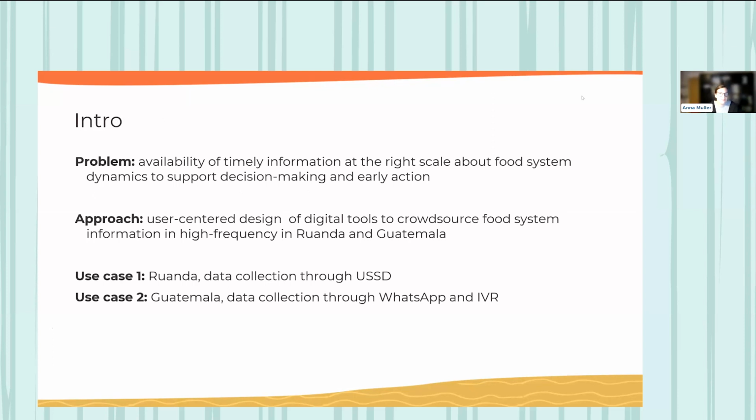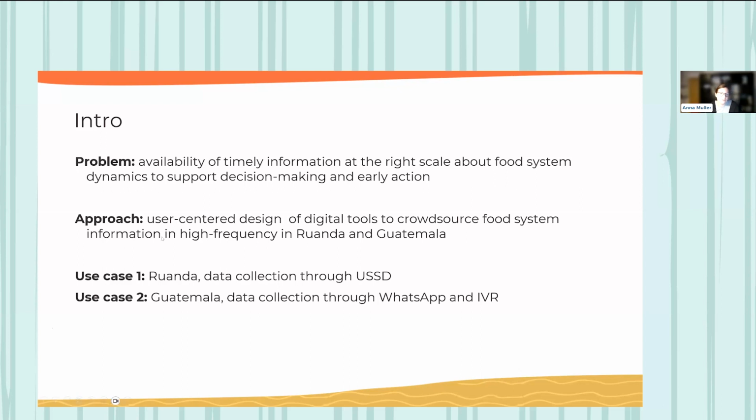The background of this project is that we address a problem of a lack of timely information at the right scale about food system dynamics that supports decision-making and early action. So our approach was a user-centered design of digital tools that crowdsource food system information in high frequency in Rwanda and Guatemala.